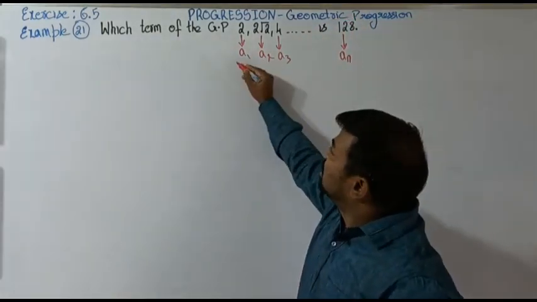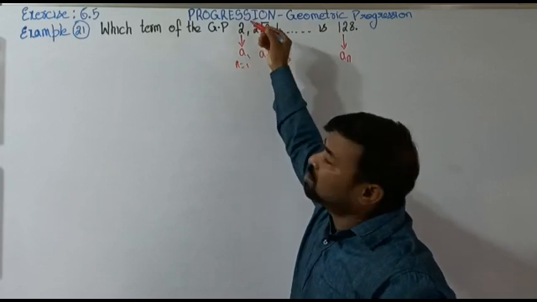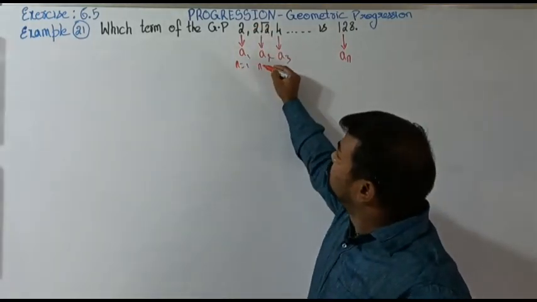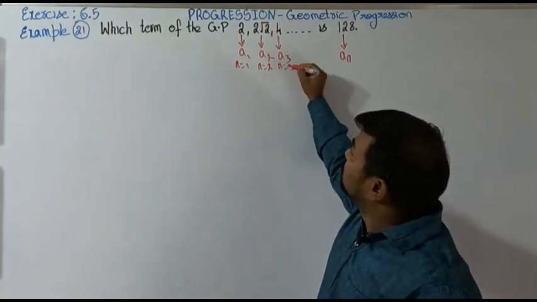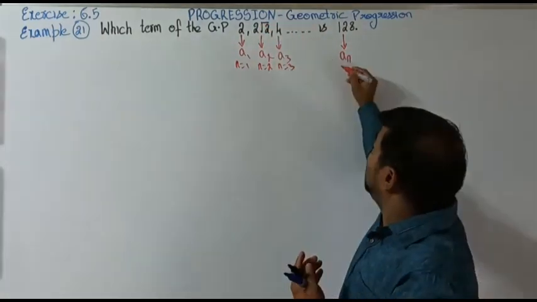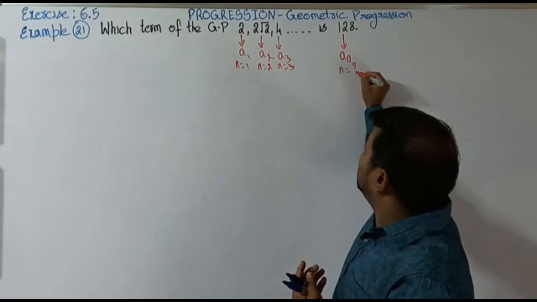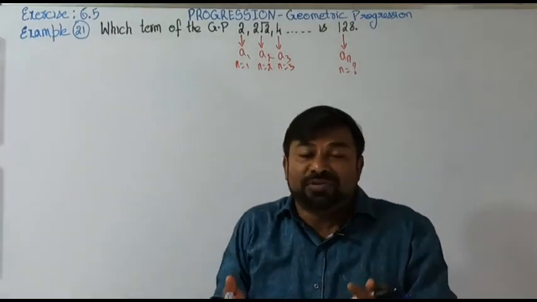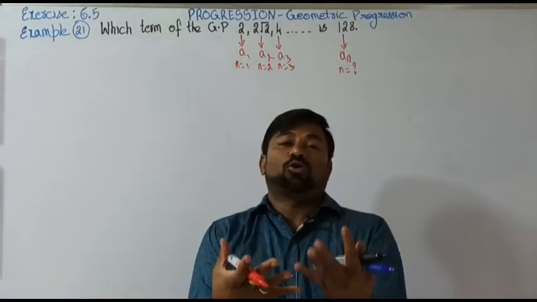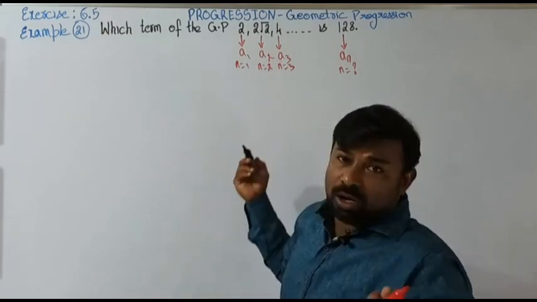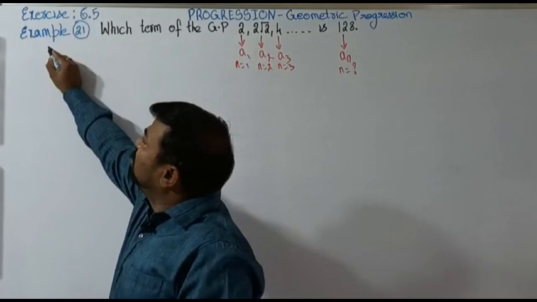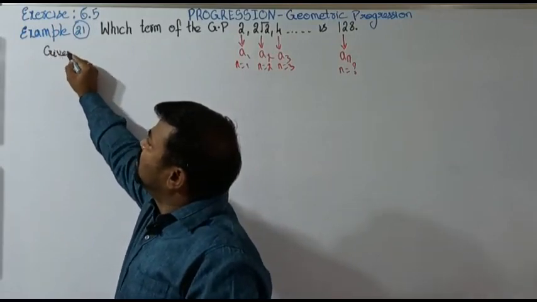In roll number n equal to 1, 2 is sitting. In roll number 2, 2√2 is sitting. In roll number 3, 4 is sitting. What's the roll number of the person 128? In which position is it sitting? Which term is that? That's the question.